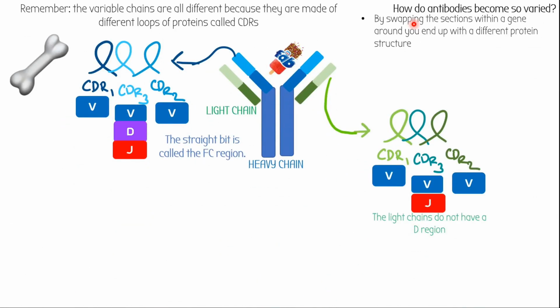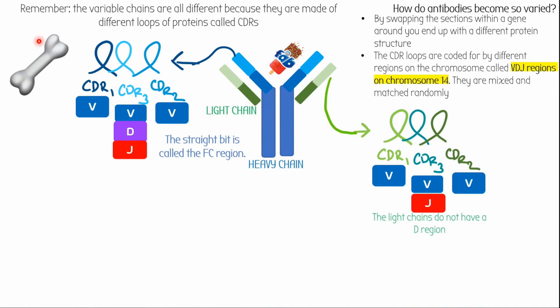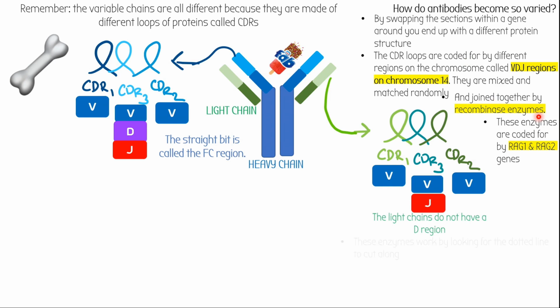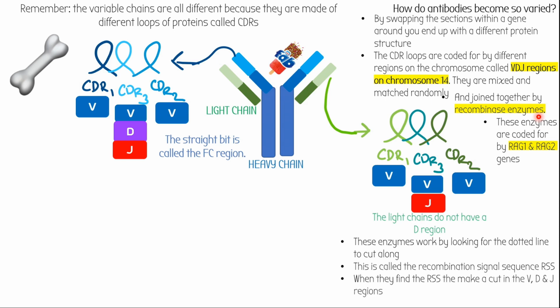And remember, this choosing of the cards or this choosing from the menu occurs in the bone marrow. So ignore the light chain for a second because it gets a bit complicated. If we're talking about the heavy chain, the V and the Ds and the Js, your menu basically exists on chromosome 14. So within chromosome 14, you have your menu, and the things that pick from the menu are called recombinase enzymes. These are coded for by the genes RAG1 and RAG2, and these enzymes work by looking for that dotted line to cut along, which is called the recombination signal sequence.